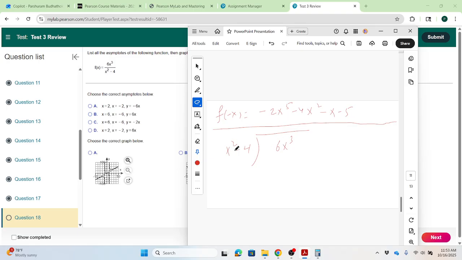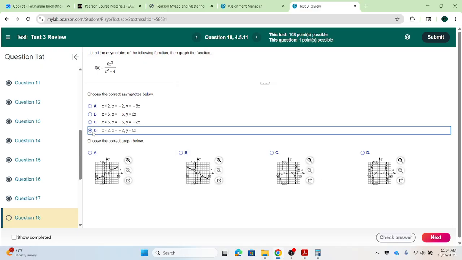Dividing 6x cubed by x squared gives you 6x. So put that here. So 6x cubed minus 24x. And then you stop here because the degree of the remainder is 1 and the degree of the divisor is 2. So the oblique asymptote would be y equals the quotient, which is 6x. So the vertical asymptotes come from the bottom part, which are x equals 2 and negative 2, and the oblique asymptote is y equals 6x. So this is the right answer: positive 2 and negative 2, and the oblique asymptote is 6x. Look at the graph for positive 2 and negative 2.